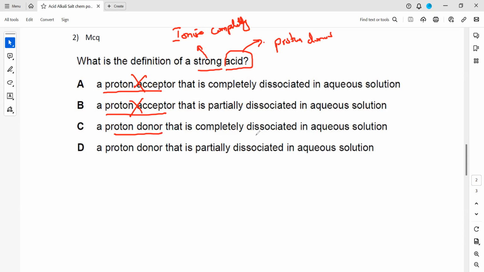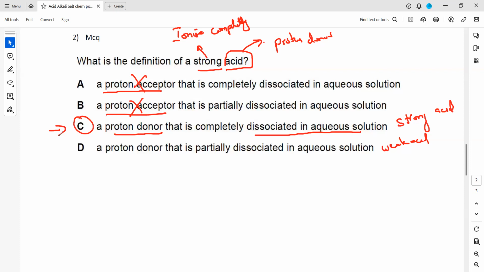And that is completely dissociated in aqueous solution. So completely dissociated, this is actually a definition of a strong acid. Strong acids ionize completely. This is the definition of a weak acid: weak acids ionize partially. So the correct answer for this one is C.